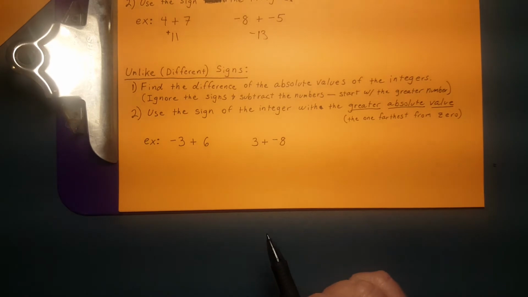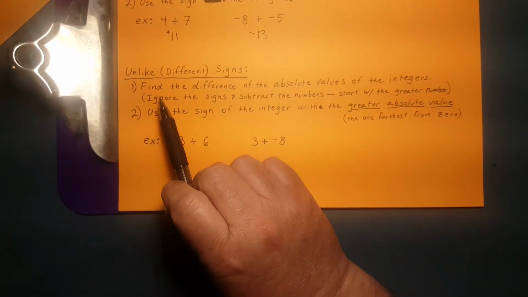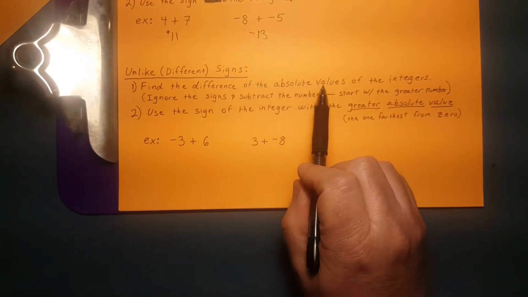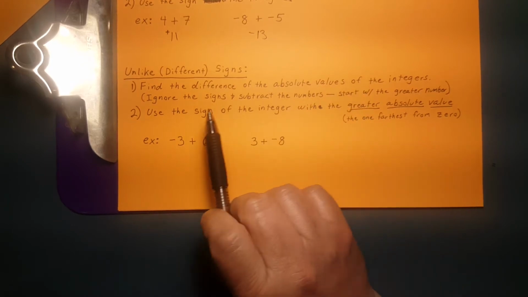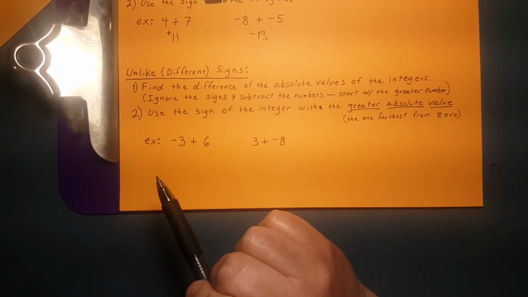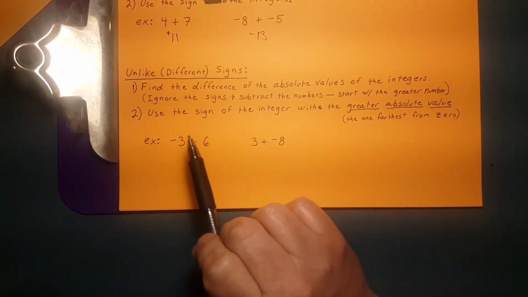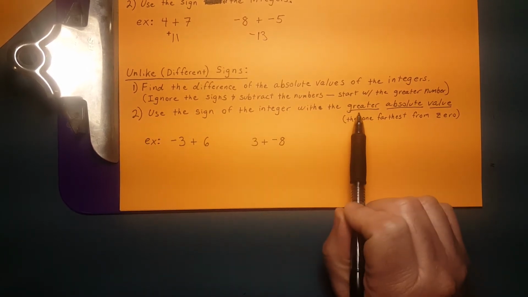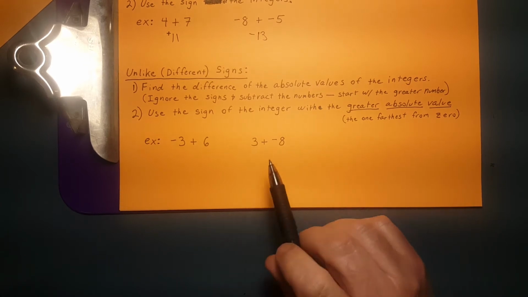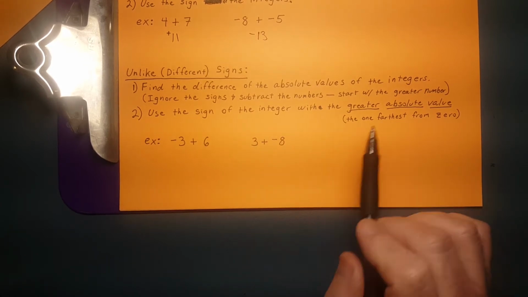You might remember that instead of adding, we find the difference of the absolute values of the integers. In English, that means you ignore the signs and subtract the numbers. Start with the bigger number because it's easier to subtract that way. Then use the sign of the integer with the greatest absolute value. We always said use the sign of the integer that's farthest from 0.